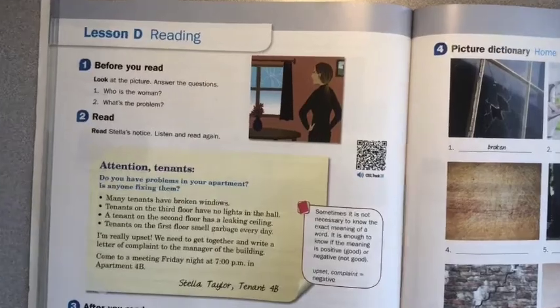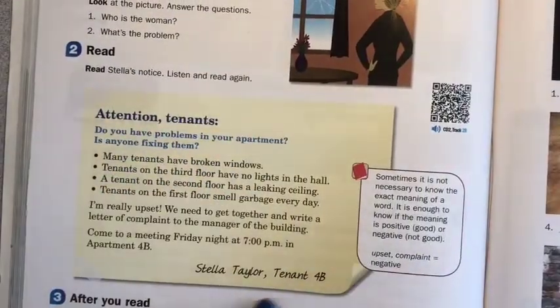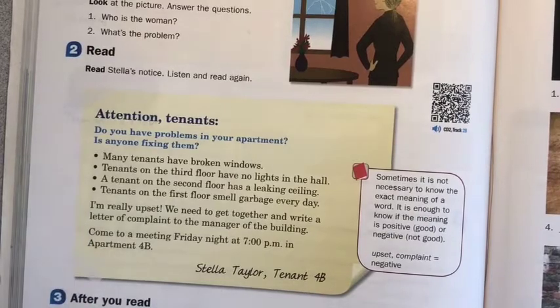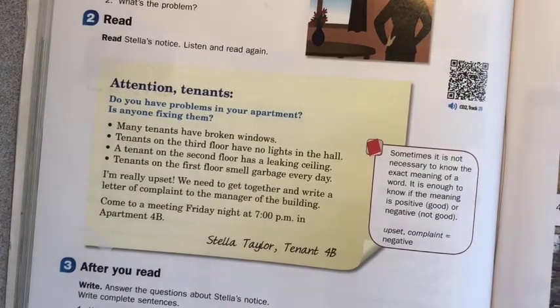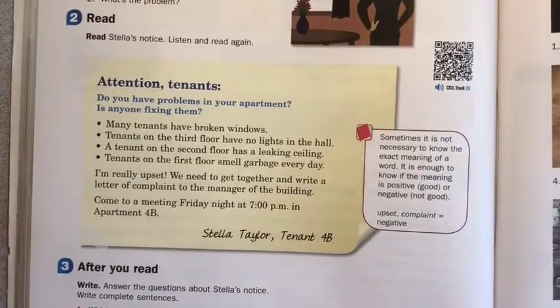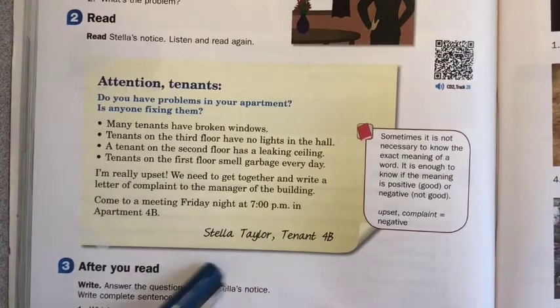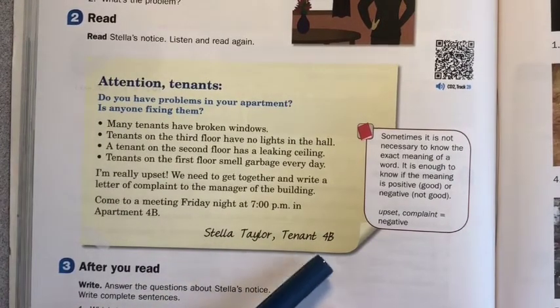Okay, so let's see. Here we have a piece of paper. So this is some type of note. So she's writing something. And now we know her name because her name is at the bottom. Her name is Stella Taylor, Tenant 4B.